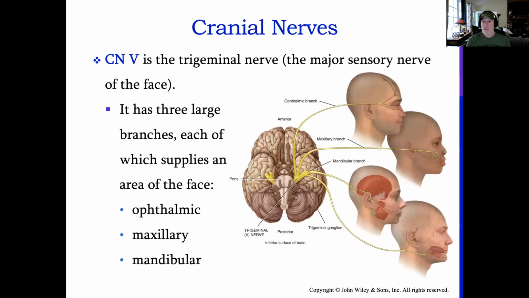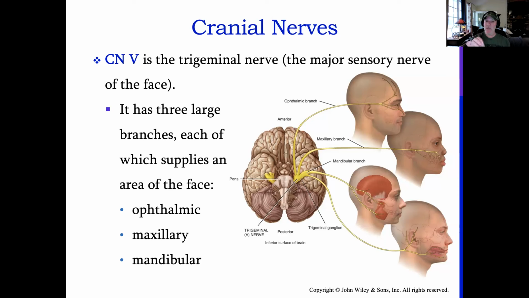Cranial nerve 5 is the trigeminal nerve, and the trigeminal nerve is the major sensory nerve to the face. Okay, it's going to provide us sensations from the outside of the face via 3 branches: the ophthalmic branch, which is going to go around the eye, the maxillary branch, which is going to go on the upper jawbone, and the mandibular branch, which is going to go down on the lower jawbone. Okay, trigeminal, three branches. That's going to be its primary function, though, sensory to the face.